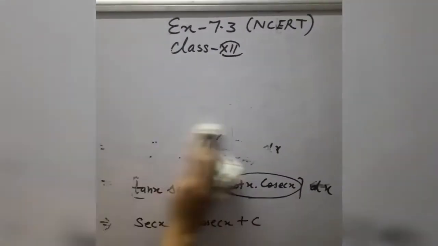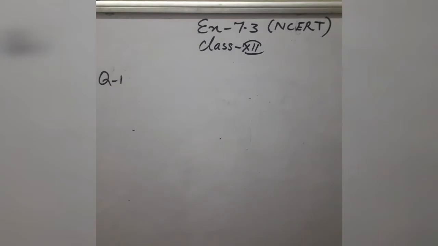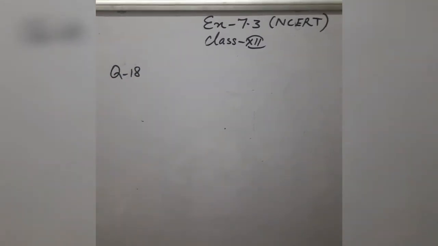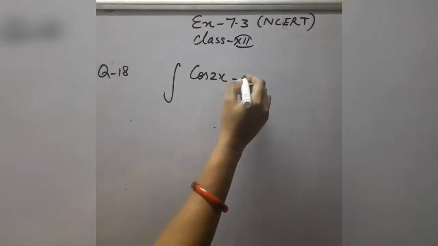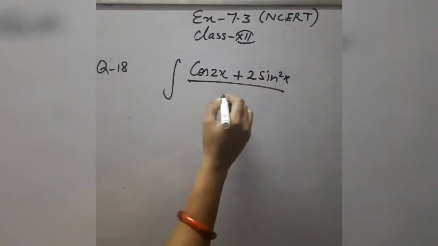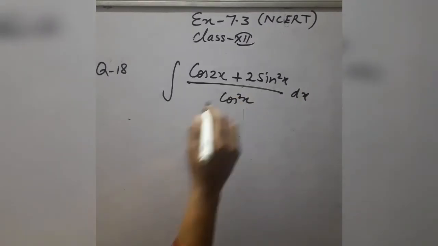Now we will do question number 18. Question number 18, it's very simple. In question number 18, statement is cos 2x plus 2 sin square x divided by cos square x integrated with respect to x.